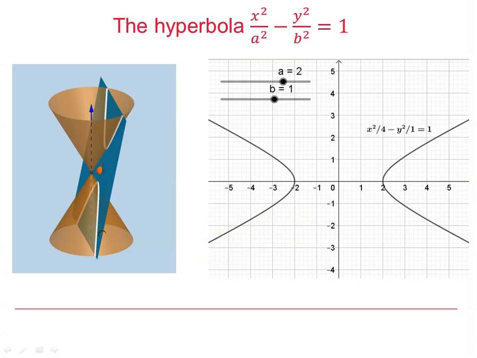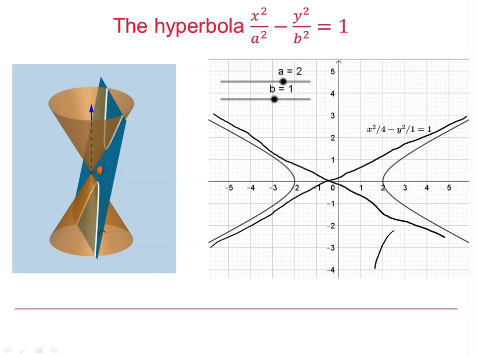I'll just draw them in freehand as best I can. So we have one coming along here, going through the origin, and the other one coming in this direction. Again, it should be going through the origin, and these are the asymptotes of the hyperbola. And what I want to do now is to see if we can work out what the equations of these asymptotes are.